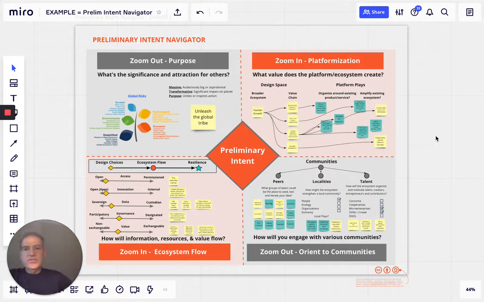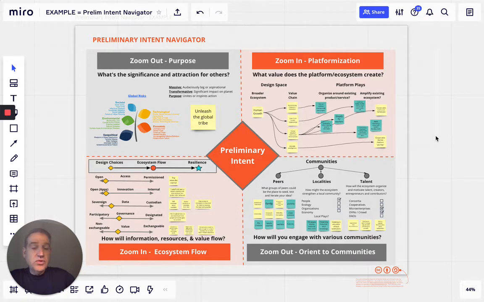So, who is this tool for? It's essentially for any group of people that is interested in identifying a platform ecosystem opportunity. It doesn't matter what level of experience you have in the space, how much you understand about platform thinking or ecosystem thinking. It can be utilized by startups, innovation teams in large organizations, individuals, any sector of the economy, private, public, social sector.